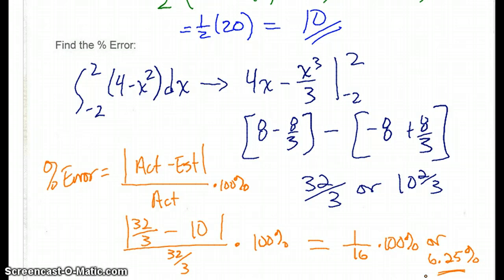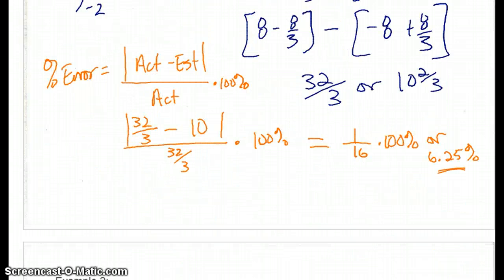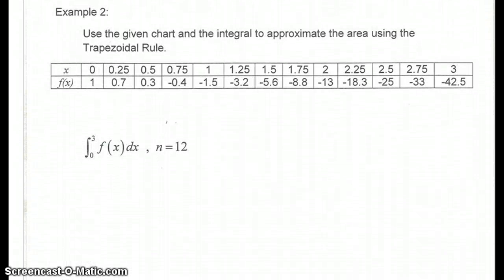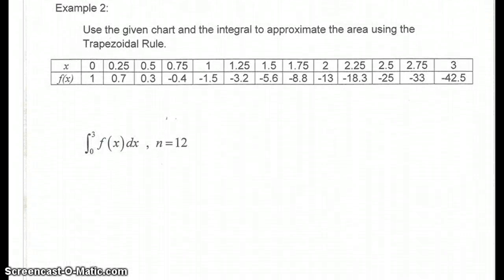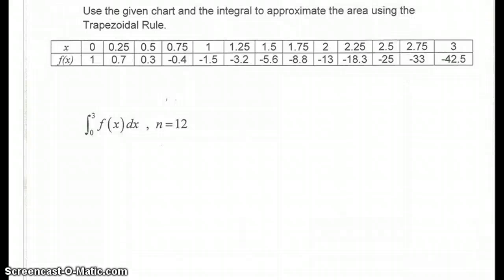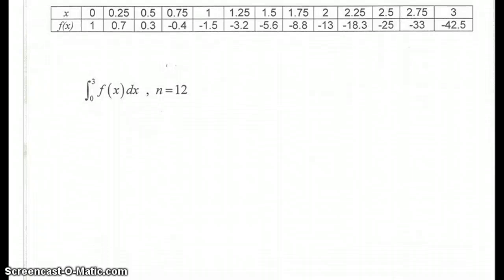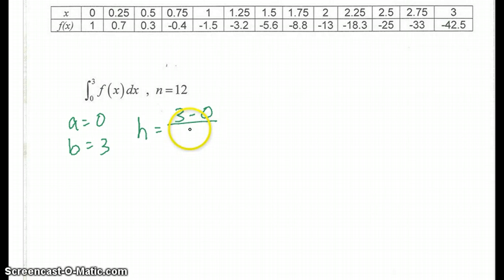One more. Use the given chart and the integral to approximate the area using the trapezoidal rule. So now we are already given our chart. We're given from 0 to 3, and we have n equals 12. So we're going to use every single value we have. First, a is equal to 0, b is equal to 3, so h is equal to b minus a over n, which means h is equal to 1/4.